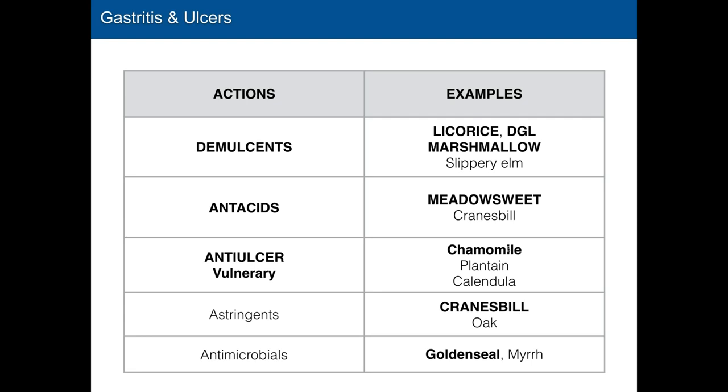So does ginger, which I didn't mention here. Some vulnerary anti-ulcers would be chamomile, plantain, calendula. Those are all good options. If there's some bleeding going on or it's pretty severe, you might want to add an astringent in. Again, that's your cranesbill coming up there. And then antimicrobials, a whole slew of different ones would be indicated. Goldenseal and myrrh. Now, I appreciate goldenseal is a bitter. So giving bitters can aggravate these, but it can also get rid of the infection.